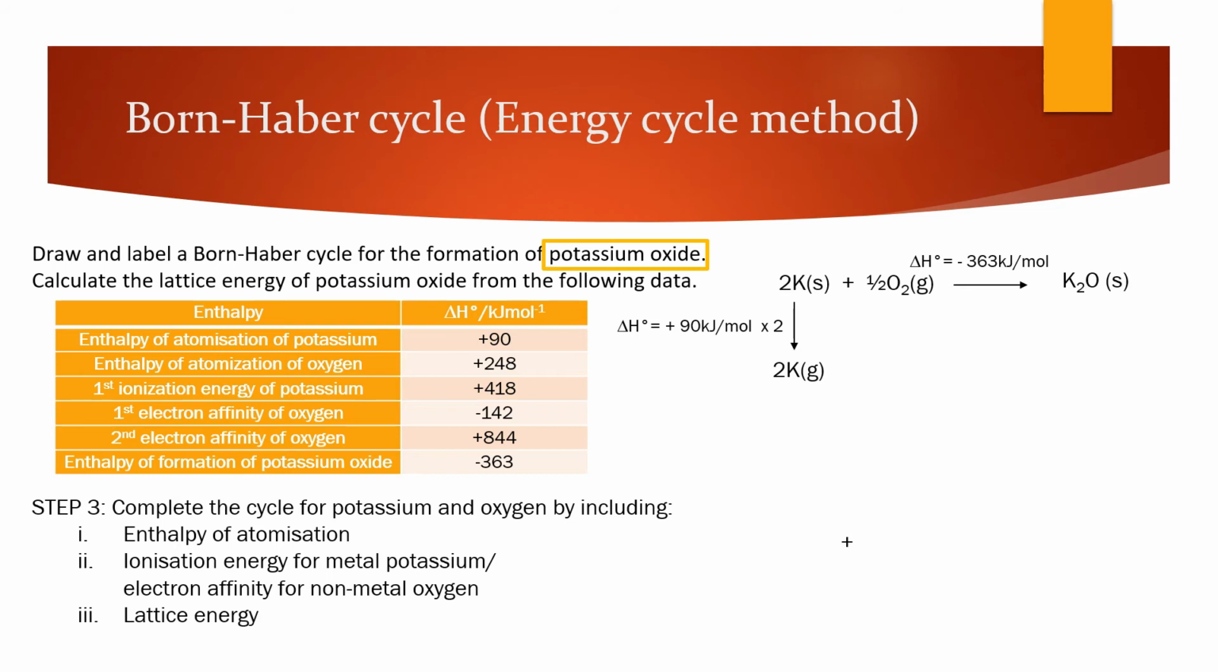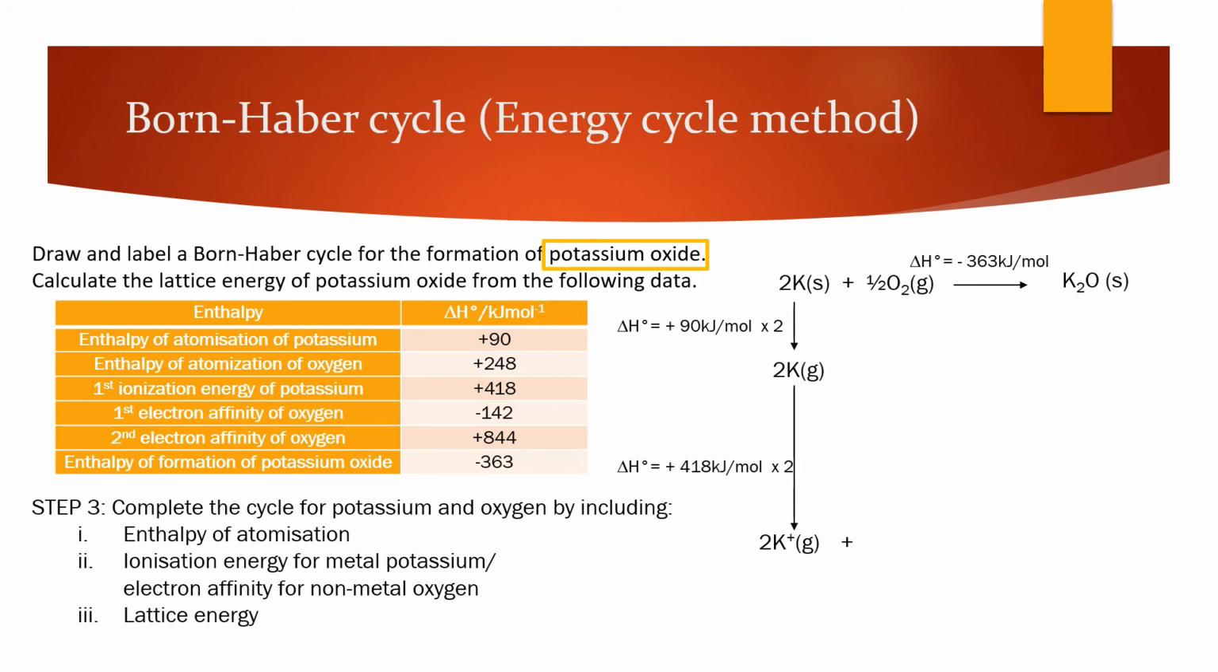Still remember what is the definitions of enthalpy of atomization? It is defined as heat absorbed when 1 mole of gaseous atom is formed. So 1 mole of gaseous atom is formed, but here we are having 2 moles of potassium gaseous atom formed. So because of that, the enthalpy of atomizations of potassium, positive 90 kJ per mole, we need to multiply by 2. After we have atomized the potassium, we need to include the first ionization energy of potassium.